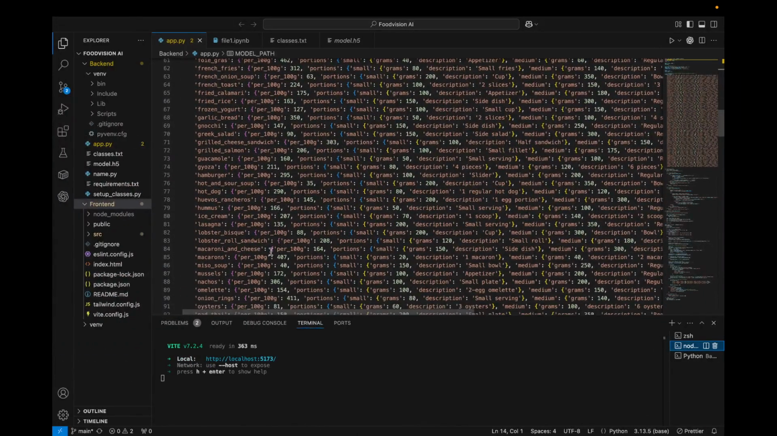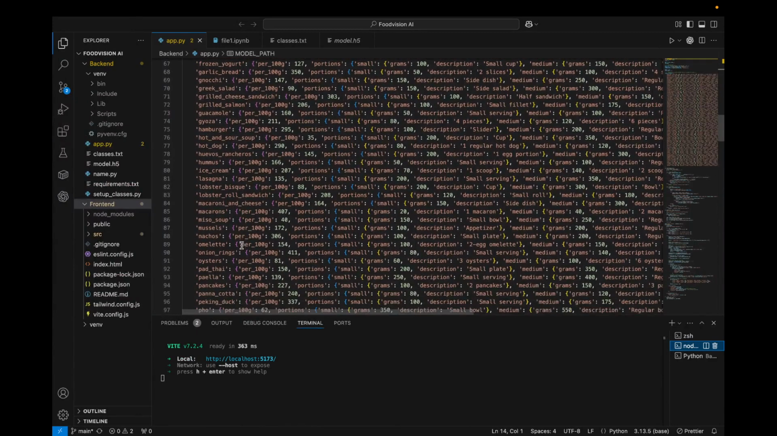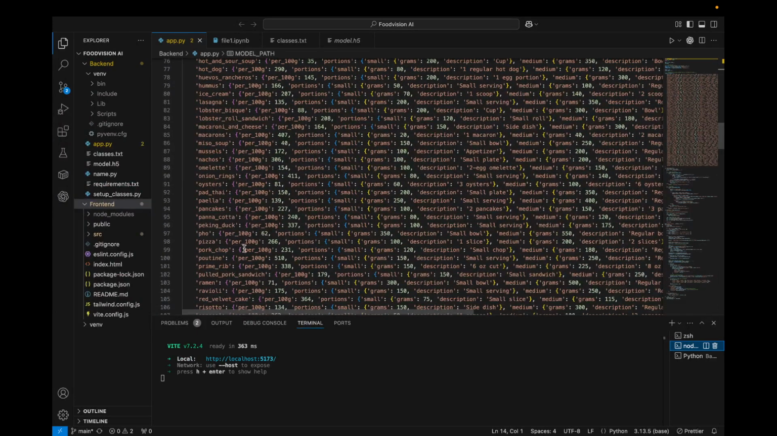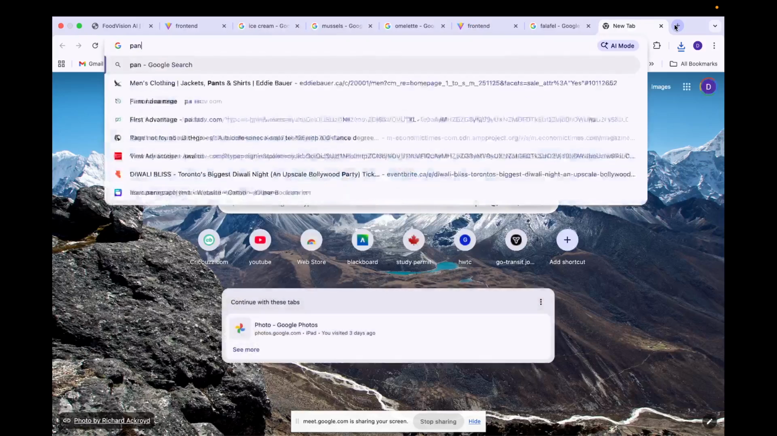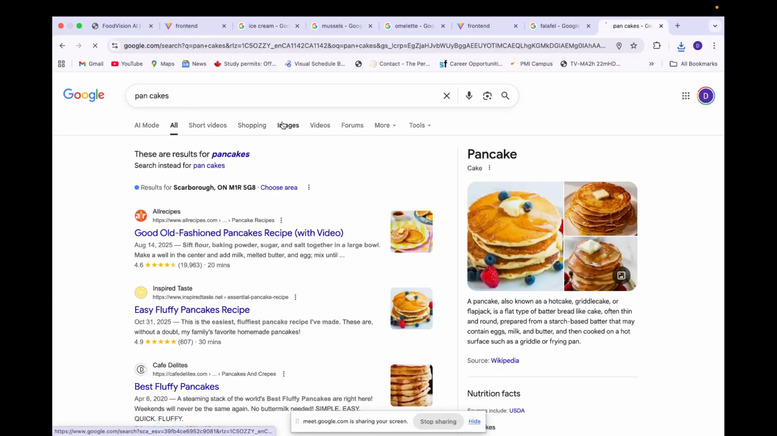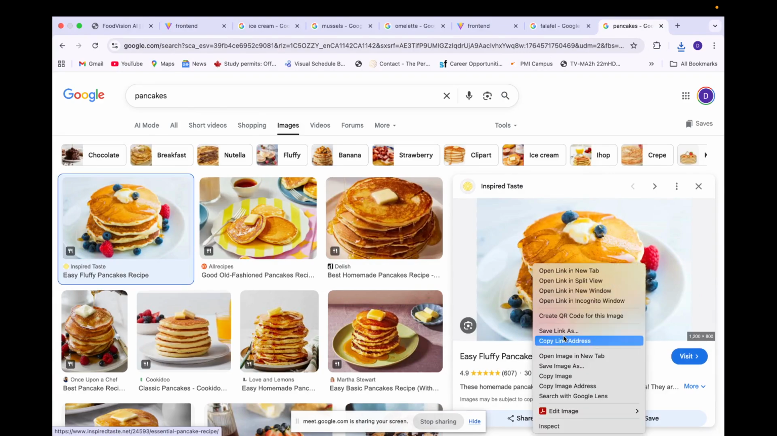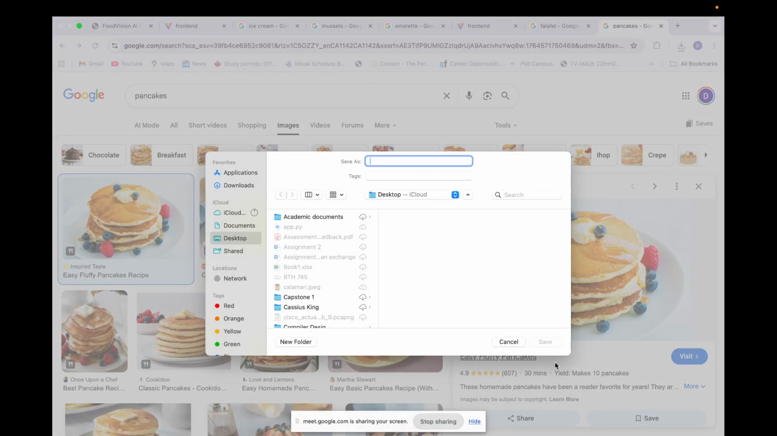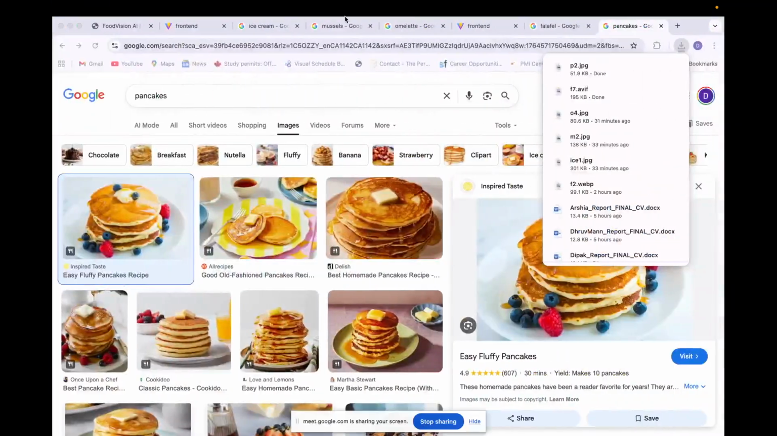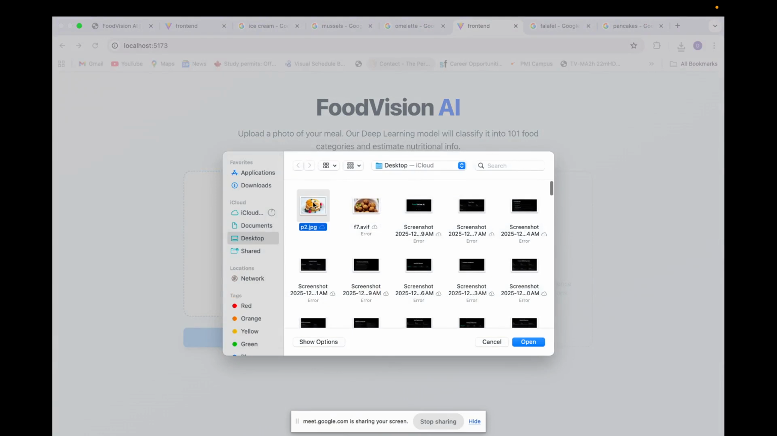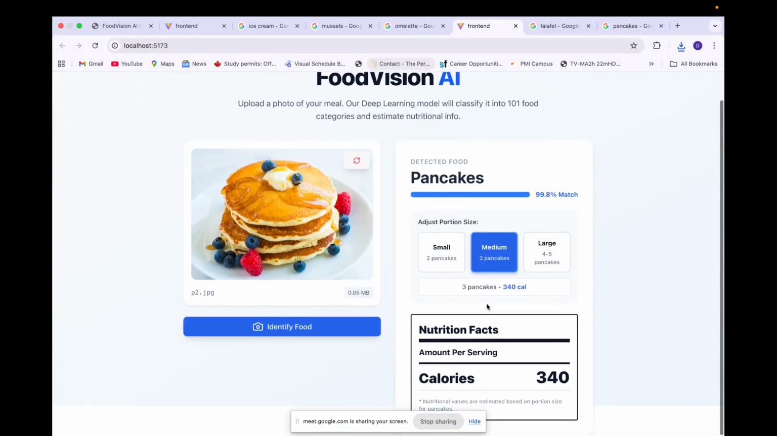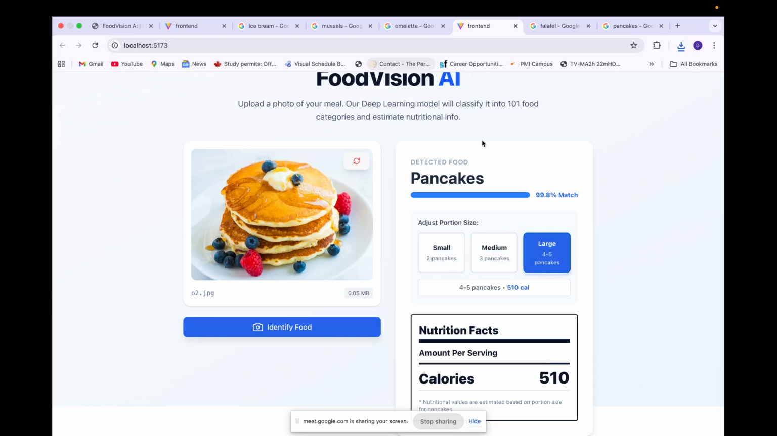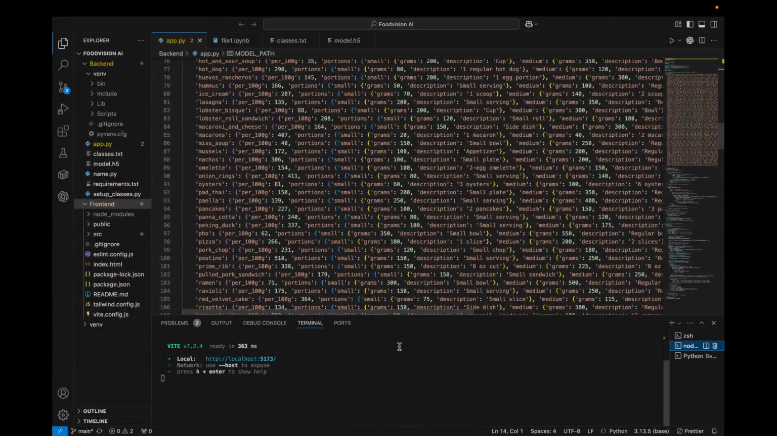To give another example, suppose we do pancakes. So these are the pancakes. I'll download this image as P2. We go to the front end, upload P2, and we identify pretty quickly. For small it shows how many pancakes and calories, for medium how many, and for large how many calories we have. So yeah, this is how our model works, and this is how our front end and back end are working.